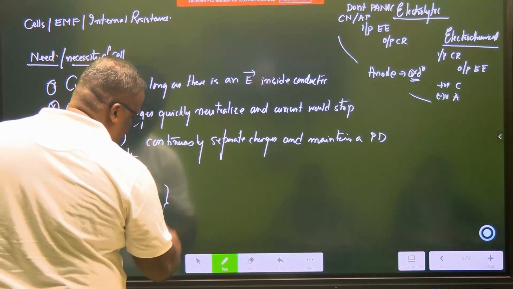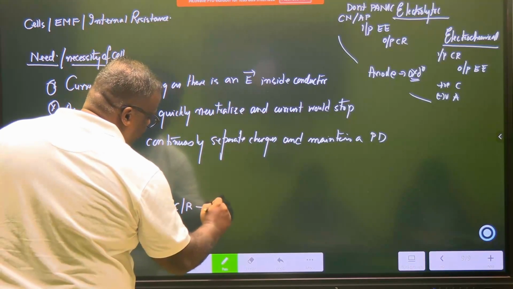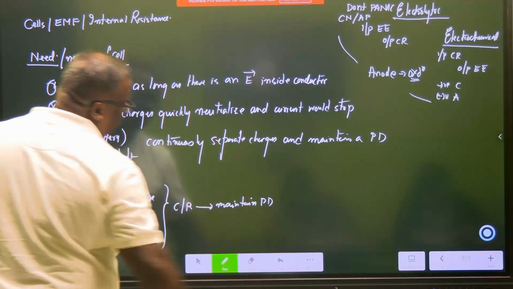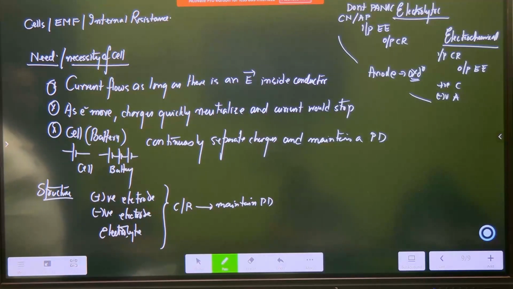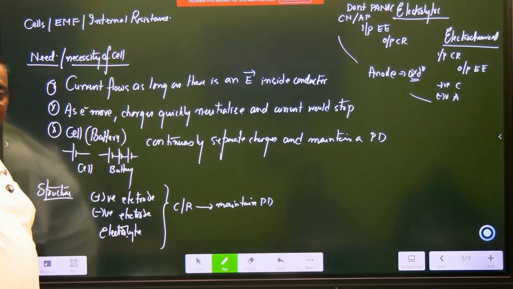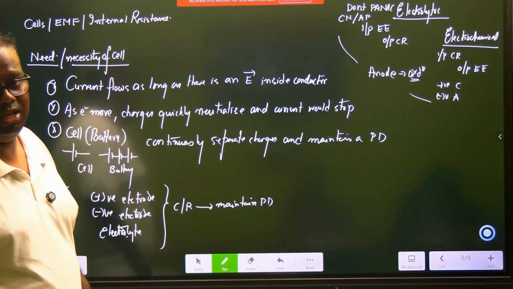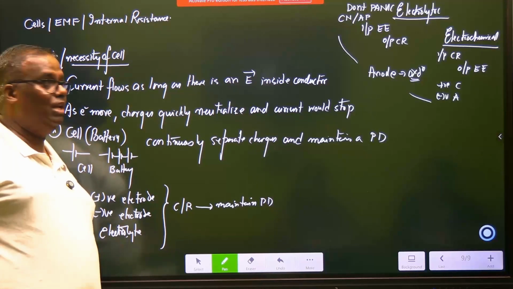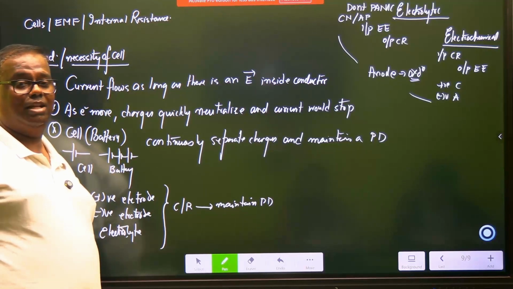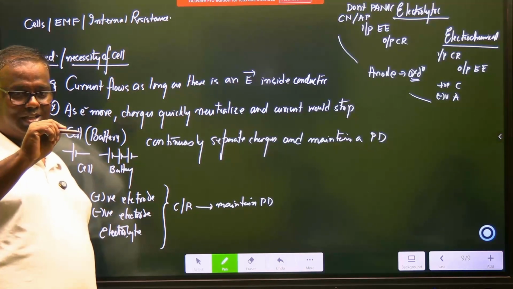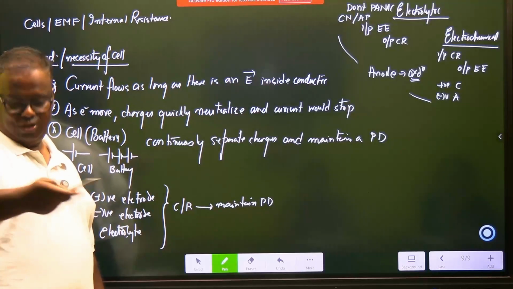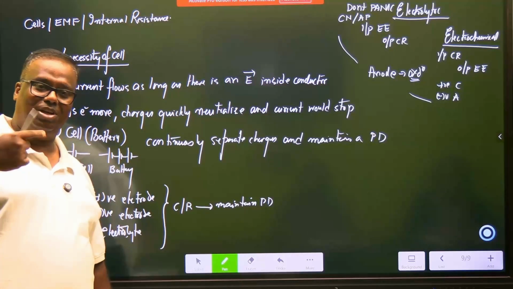Electrolyte, and this combination will do a chemical reaction which will maintain the PD. So once the PD is no more maintained, it means the chemical reaction has ceased. If you have a rechargeable cell, like your mobile batteries, when you charge them, they behave as an electrolytic cell because you are now supplying electricity and reversing the chemical reaction.